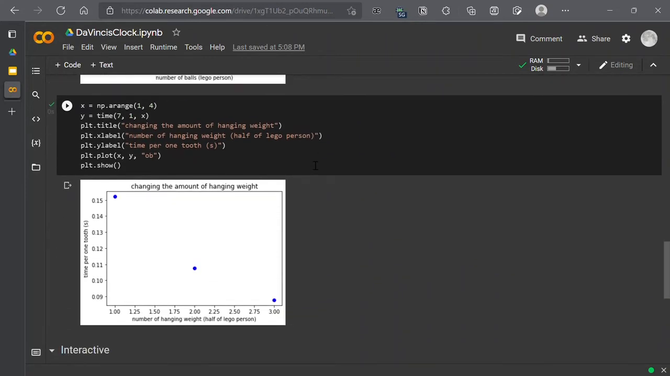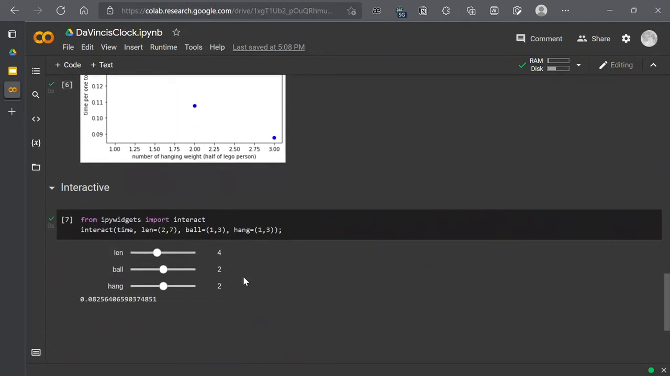And the third graph, we want to see the relationship of hanging weight and time. So we set length to be maximum length and the weight on the pendulum to be 1. The graph shows us that if the hanging weight is heavier, then the interval of time is shorter.